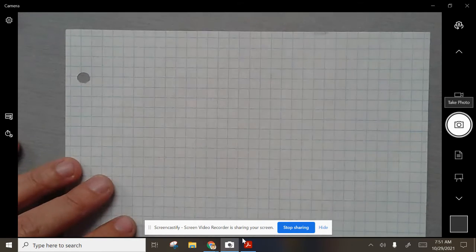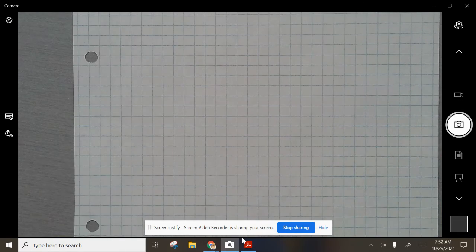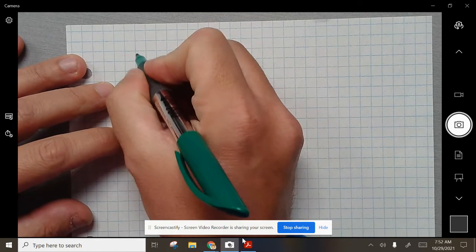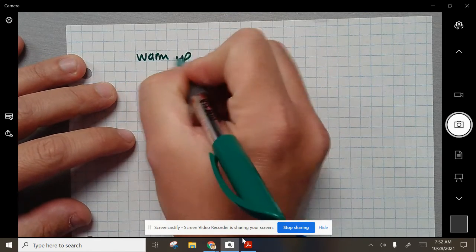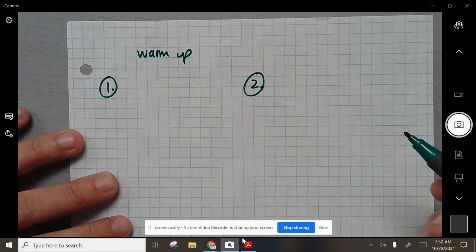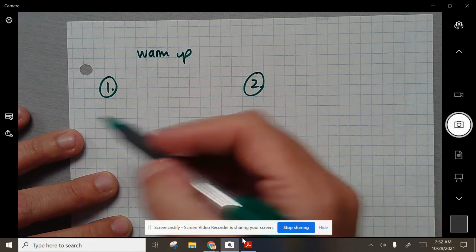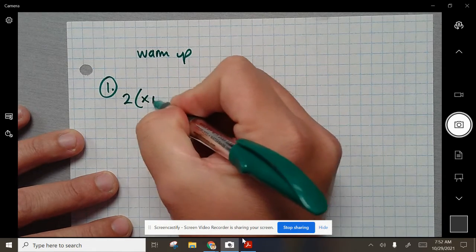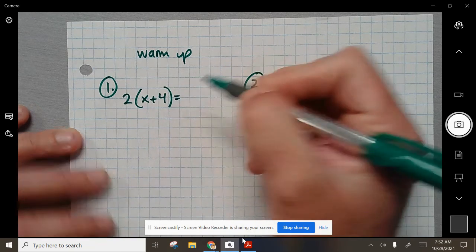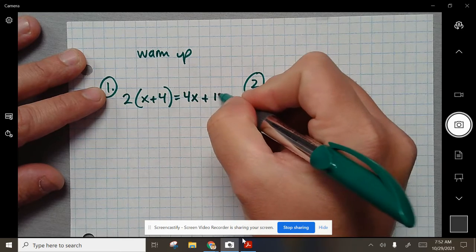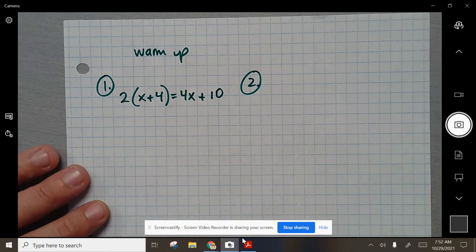Okay, let's go ahead and do a warm-up on our actual quiz, the work you're going to be doing. So let's do number one. I'm going to do two different problems. One will be a graphing problem, and one will be an equation problem. So let's go ahead and do an equation problem first. And I'm going to kick it up a notch and see if you can handle that. So go ahead and try that one first for me.